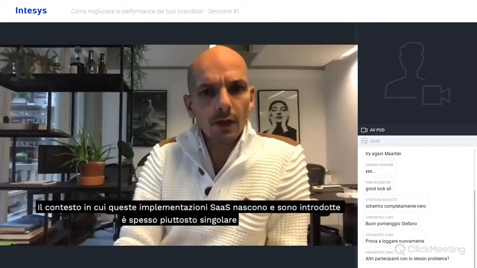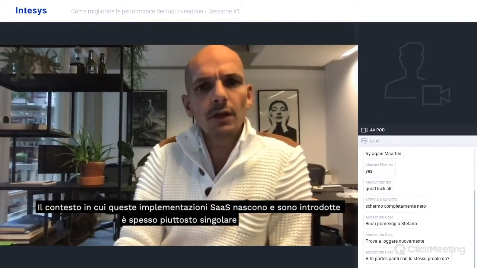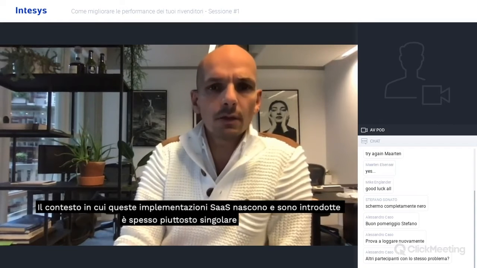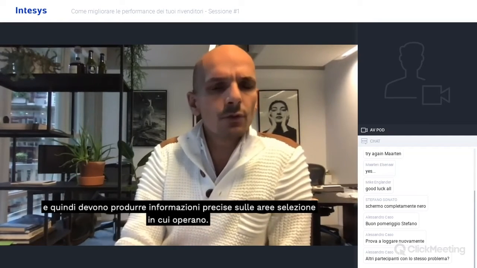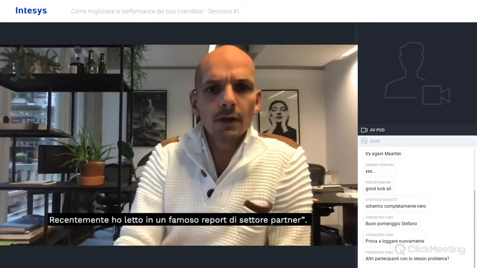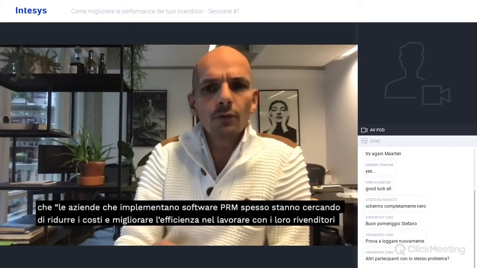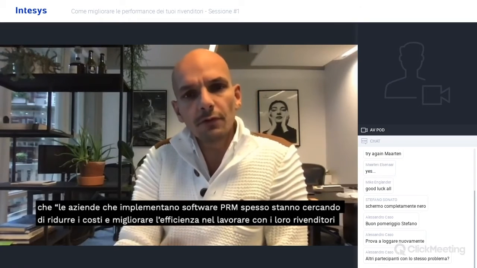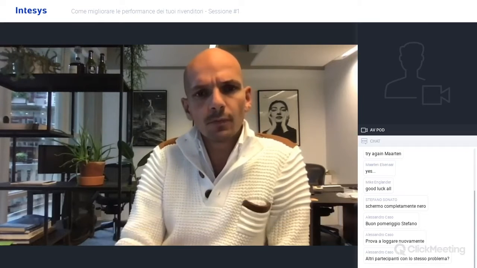The context or frames of how these software implementations are initiated and are being introduced is often quite singular, and they therefore generate narrow insights on the selected areas in which they operate. I recently read a famous industry report that clearly stated that companies that implement PRM software are often looking to reduce cost and improve efficiency in working with their reseller partners.